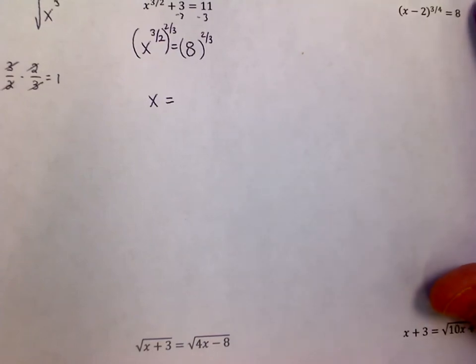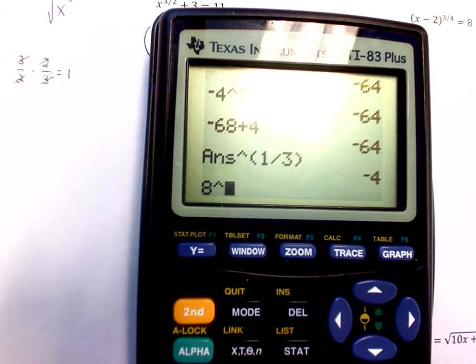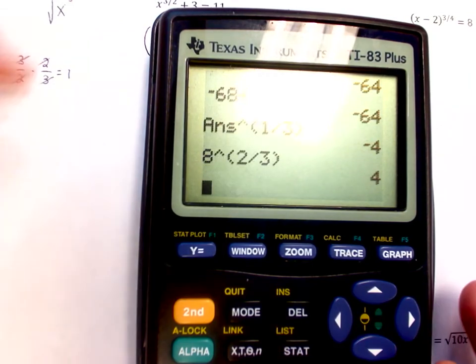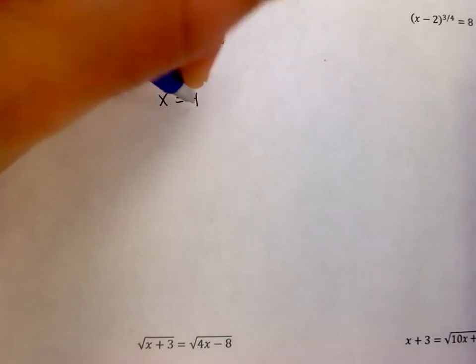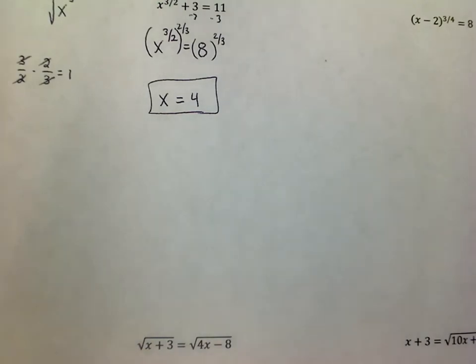So flip the fraction and raise both sides to that power, and that gets rid of it completely on the left-hand side. Now I simply have 8 to the 2/3 power. So I'm going to take my calculator, I'm going to raise 8 to the quantity 2/3, right? Notice the parentheses there, and the answer is 4. The answer is 4.